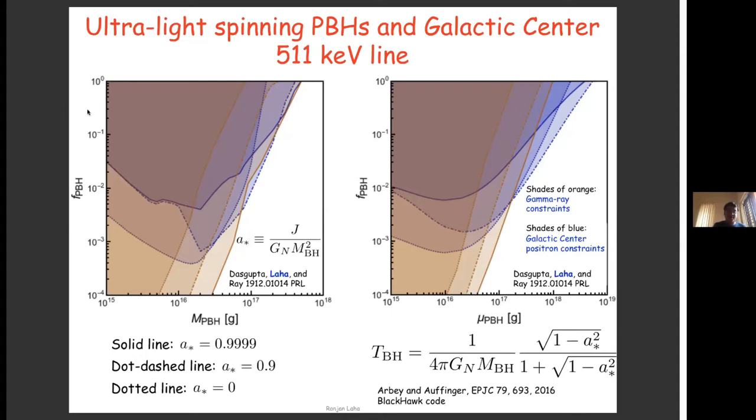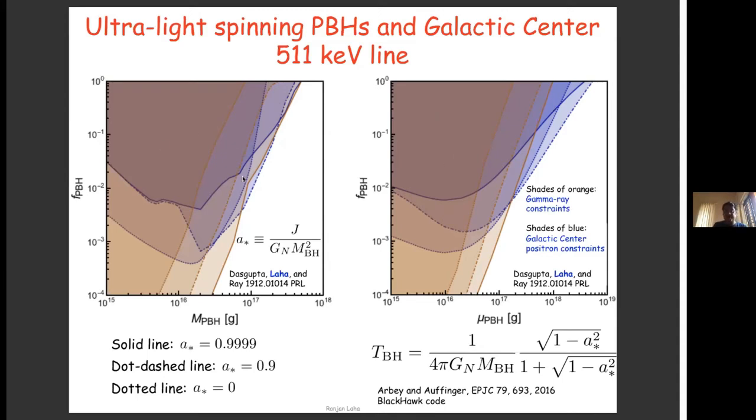Again, what is being plotted in this plot is, the y-axis is the fraction of dark matter which is in primordial black holes, and the x-axis is the primordial black hole mass. These shades of orange that you see are coming from gamma rays. This dotted line is for non-spinning, this solid line is for almost maximally spinning. And these shades of blue are our constraints. So again, you can see the galactic center 511 keV line can give you new constraints in parts of parameter space which were not constrained even for spinning black holes.